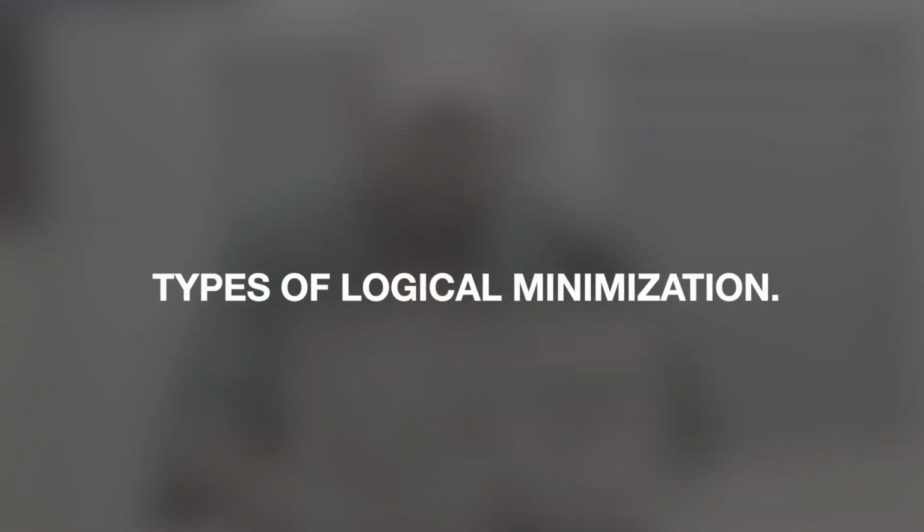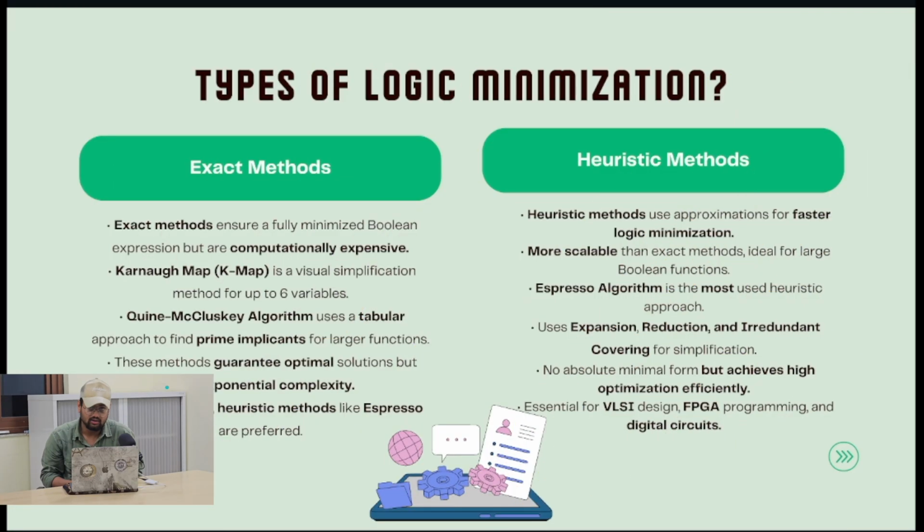Without further ado, let's talk about types of logic minimization. As I was saying earlier, before heuristic search, we were using exact methods. So what is an exact method? Exact methods ensure a fully minimized Boolean expression but are computationally expensive. We use truth tables, we use circuits to make decisions. But a K-map can take only 6 variables. So if we want to increase our circuit size, it was not able to perform very well. This is why exact methods sometimes underperform.